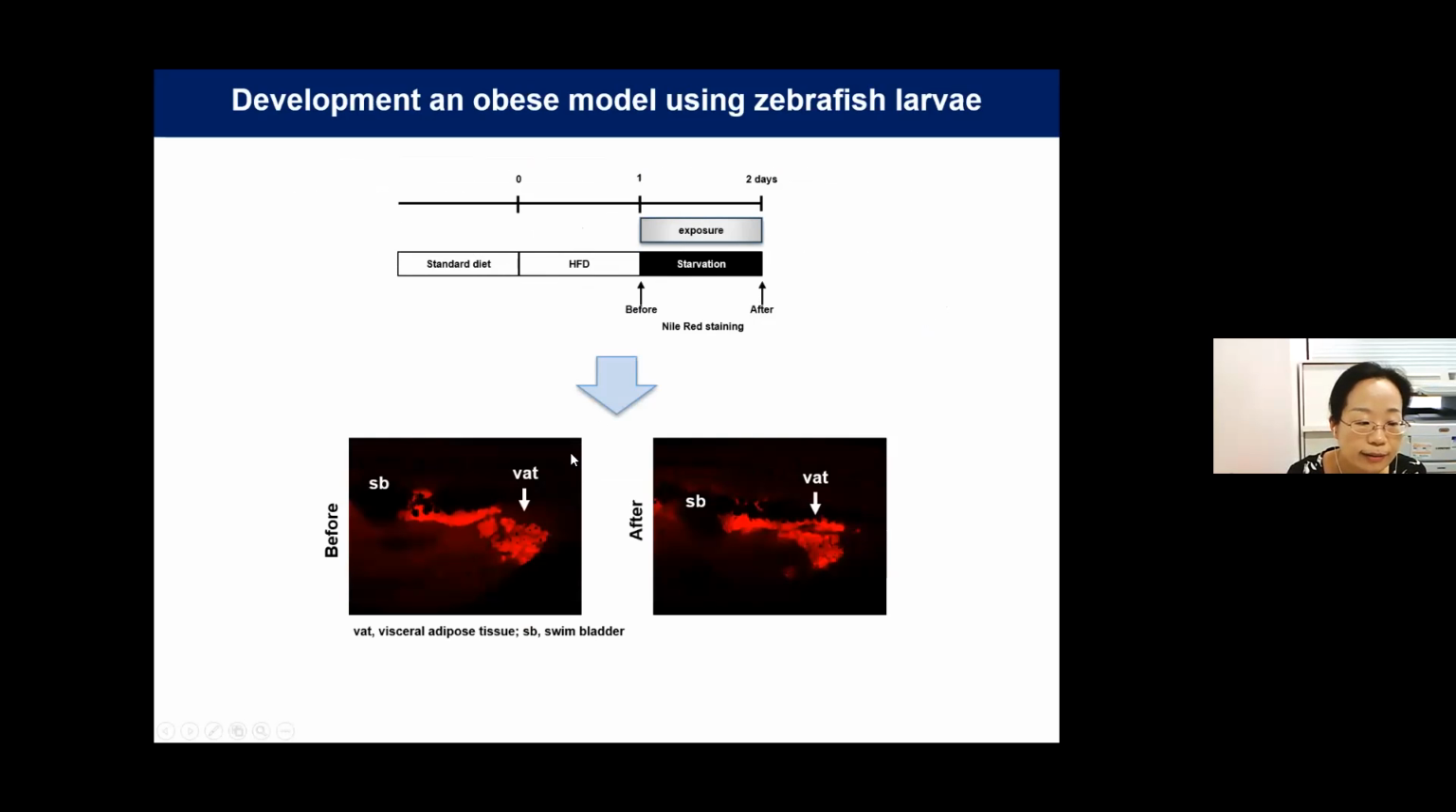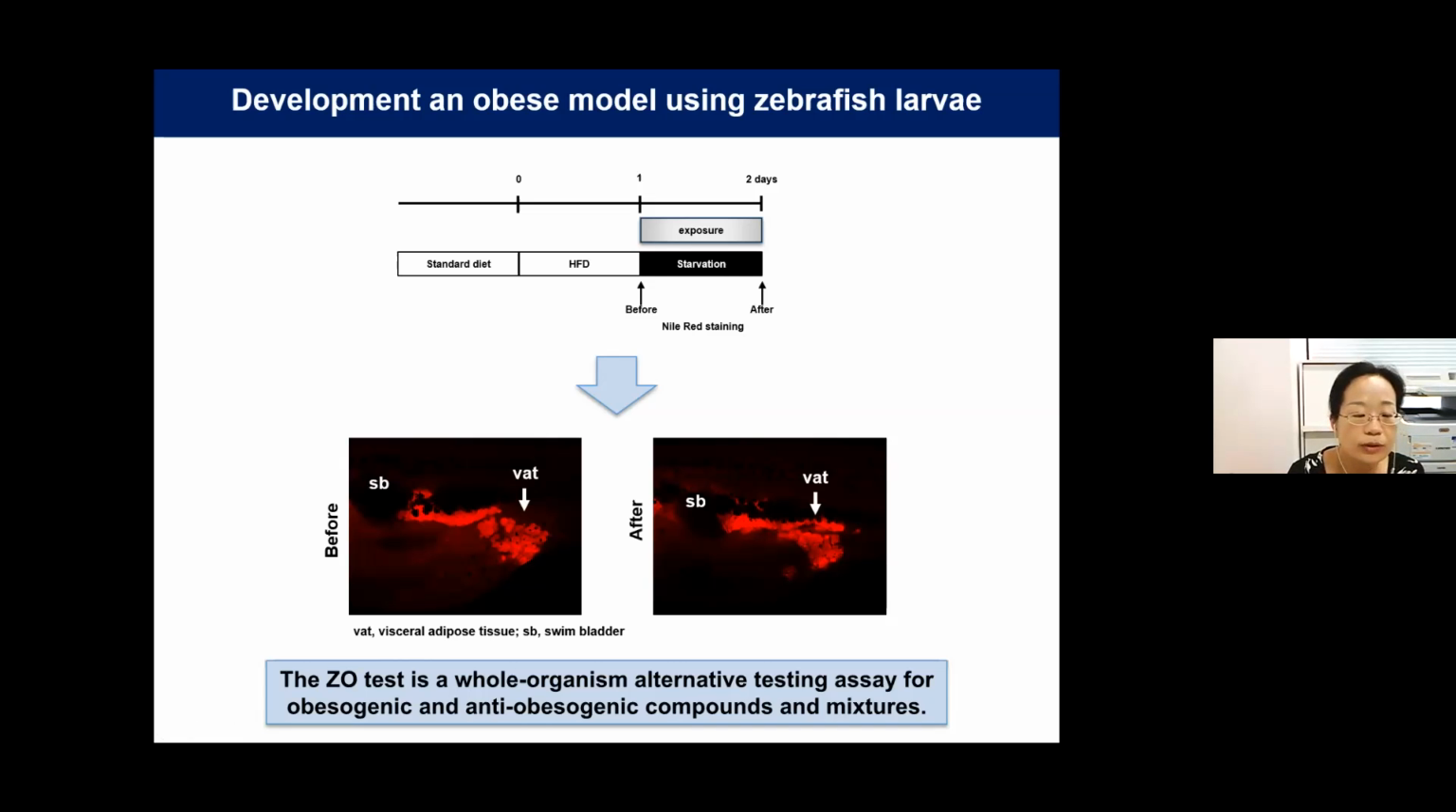You can see the visceral adipose tissue visualized under the fluorescence microscope. So this modified protocol is also effective and demonstrated that the ZO test is a whole organism alternative testing assay for obesogenic and anti-obesogenic compounds and mixtures.